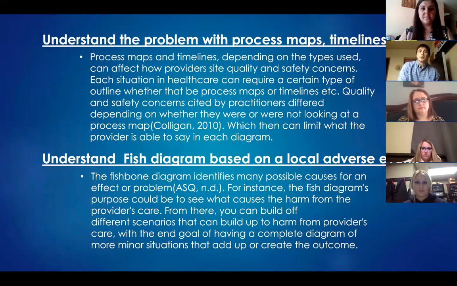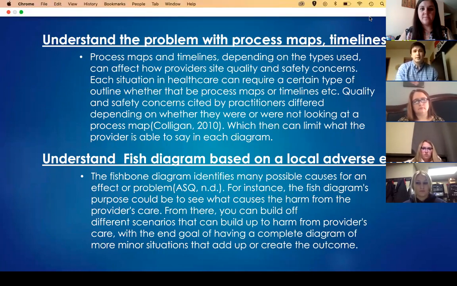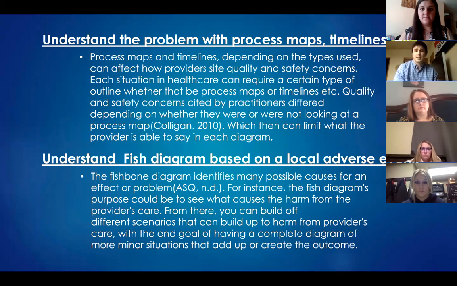And then now for our questions, understanding the problem with the process maps and timelines. Process maps and timelines, depending on the type used, can affect how providers cite quality and safety concerns. Each situation in healthcare can require a certain type of outline, whether that be process maps or timelines. Quality and safety concerns cited by practitioners differed depending on whether or not they were looking at process maps, which then basically limits what a provider is able to say in each diagram.